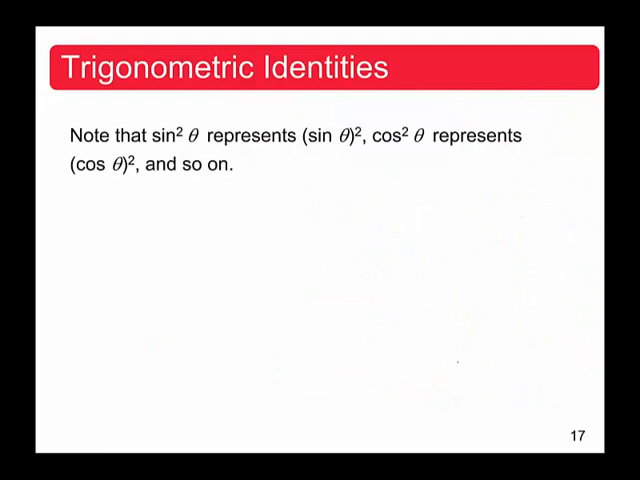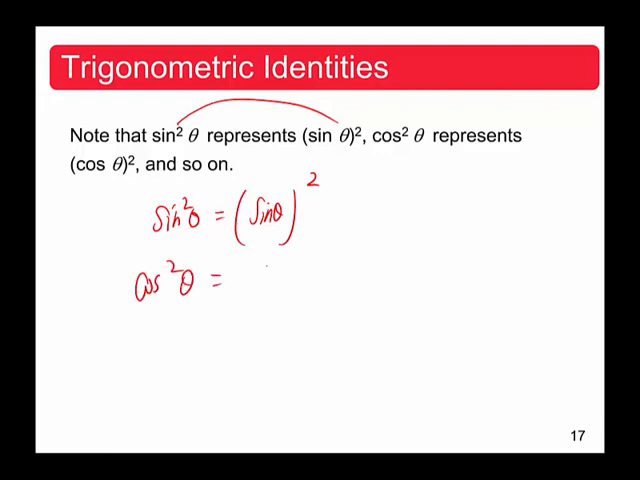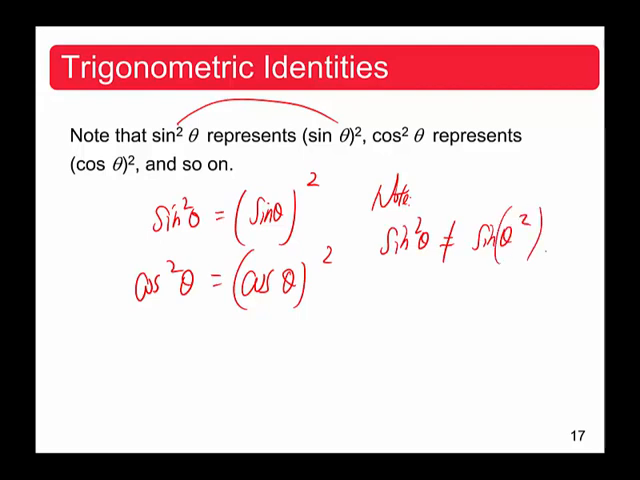Alright, so know that sine squared theta represents this. So this is equivalent: sine squared theta equals sine theta parentheses squared. Cosine squared theta equal to cosine theta parentheses squared. Note that sine squared theta is not the same thing as sine of theta squared, right? This is angle theta squared, so they are not equal to each other. Also, cosine squared theta is not equal to cosine of theta squared. So this is very important. Notice the difference.